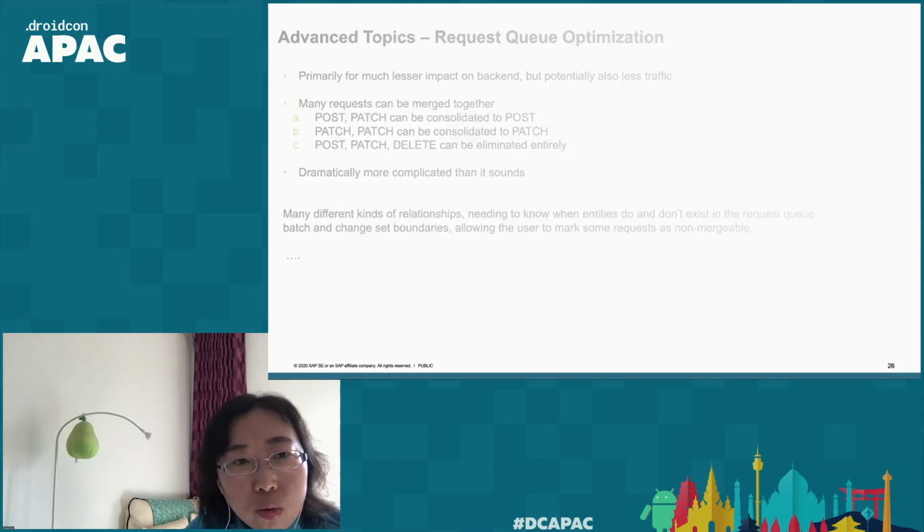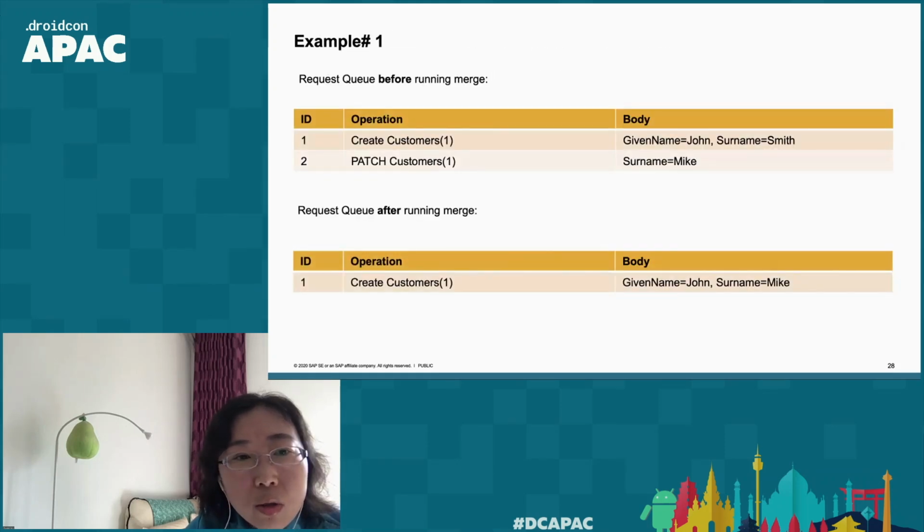Then let's come to an example. This is the first example, as we mentioned: in the beginning you create a customer with the given name Joe and the surname Smith. And later, you need to patch this customer request.